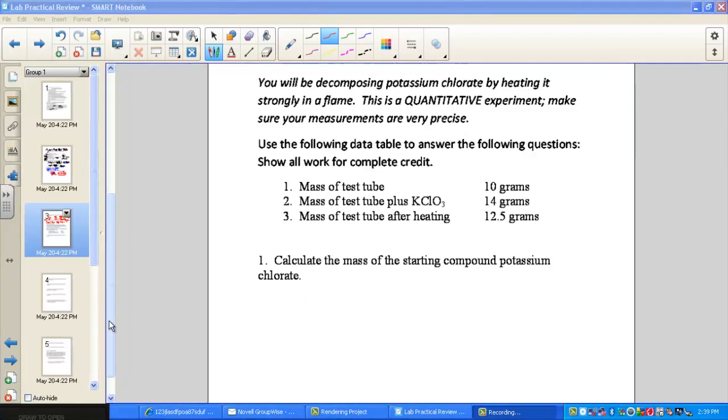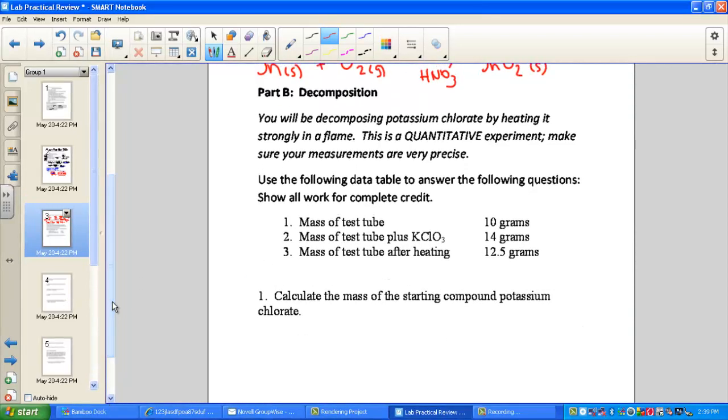We'll now talk about Part B, another quantitative experiment. Remember, Part A and B both involve accuracy grades. We're going to be decomposing potassium chlorate by heating it over a flame. We'll make our very careful measurements and come up with three very important weights: the weight of a test tube, the initial weight of our reactant, and the final product weight after the heating.